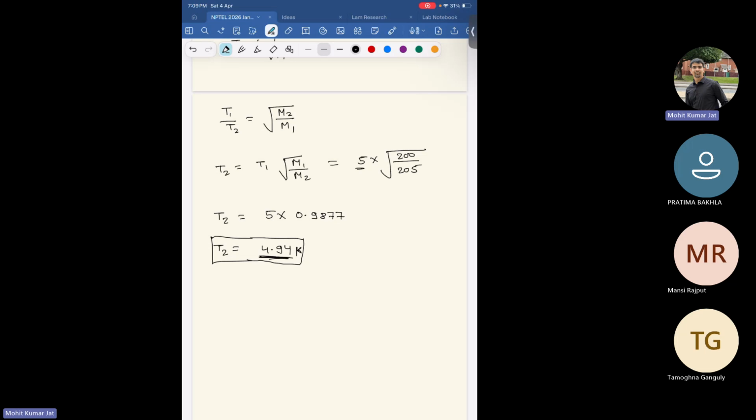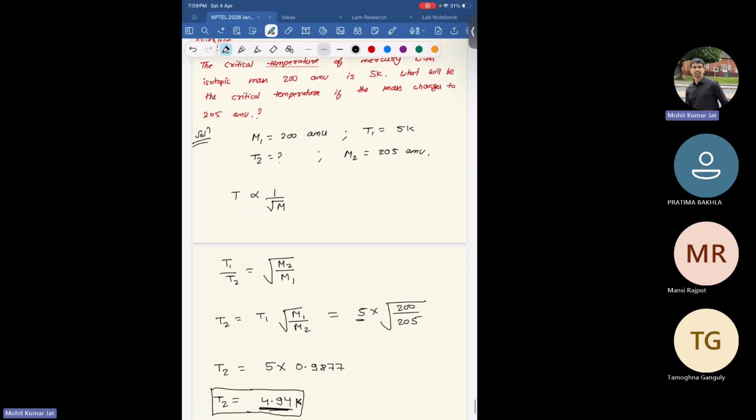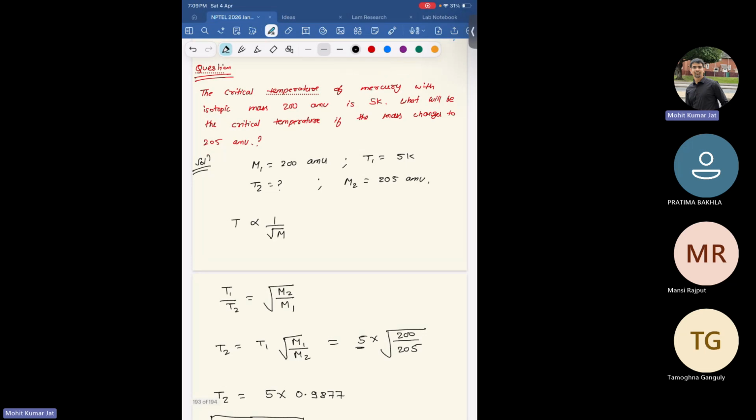An isotope is something which has the same atomic number but different atomic mass. Is this question clear? These are the type of questions which might appear in your exam also: given the temperature and the mass, estimate the critical temperature T2, or estimate the isotope mass if any three parameters are given. All those questions might show up in your exam also.